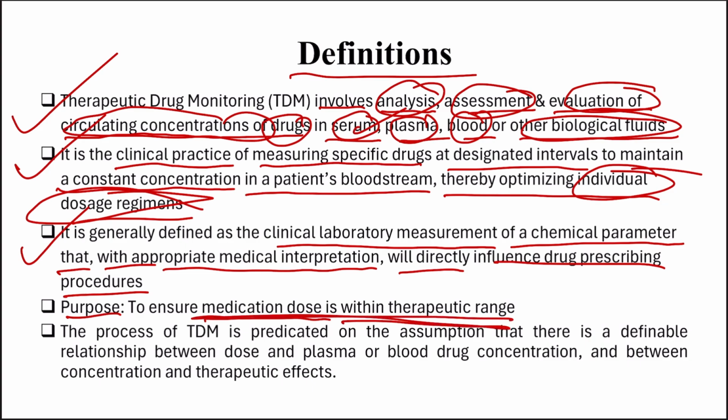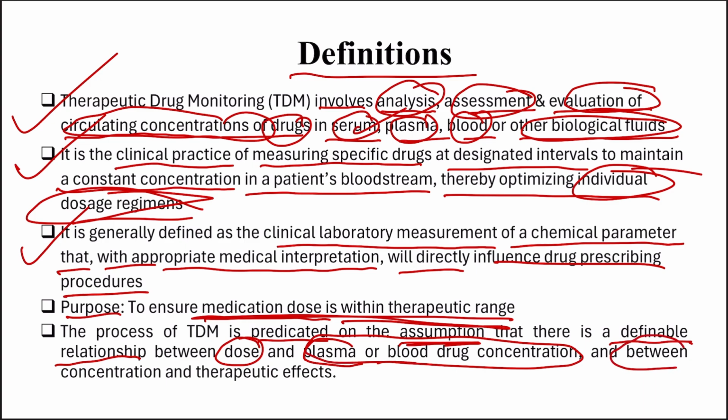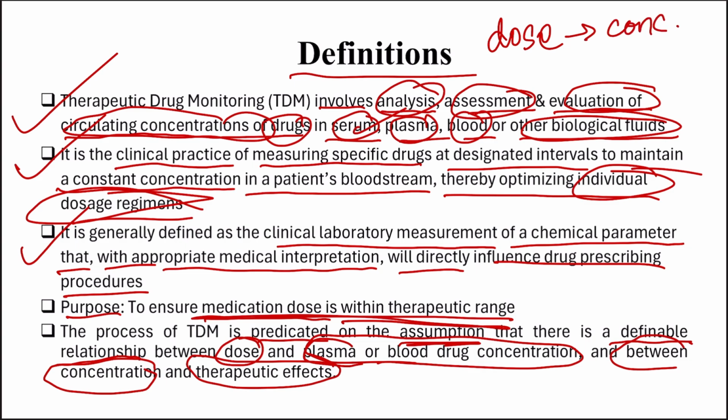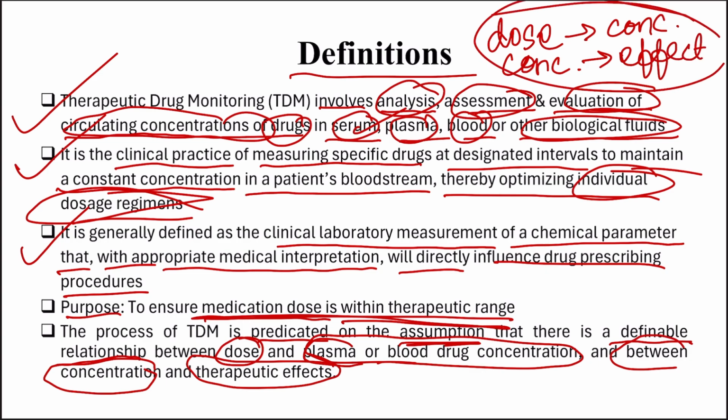effects to the individuals. The process of TDM is predicated on the assumption that there is a definable relationship between the dose and the plasma or the blood concentration, and also between the concentration of the drug in the plasma or blood and its therapeutic effects. So dose should correlate with the concentration, and concentration of the drug should correlate with the therapeutic effects. Only then can we do therapeutic drug monitoring of that particular drug.